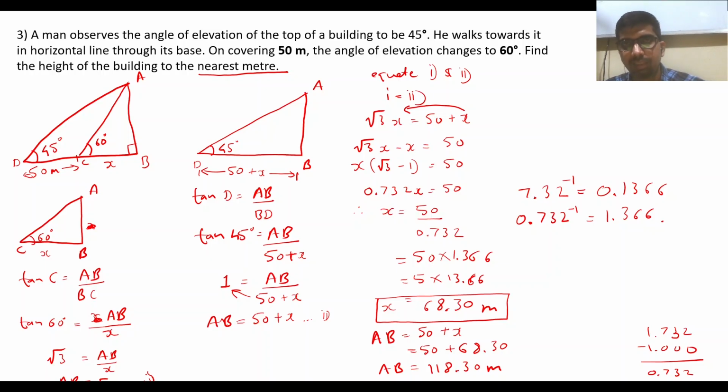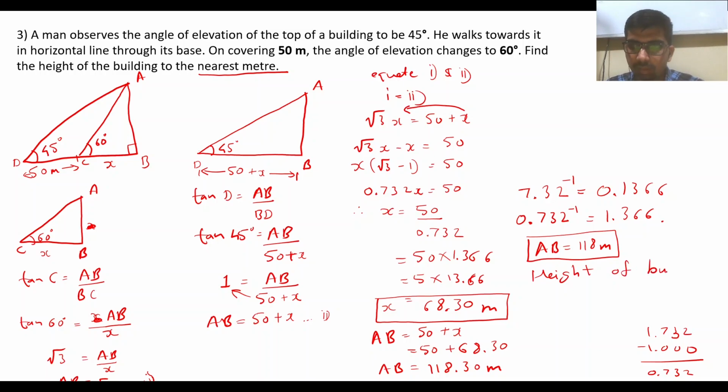After the decimal the number is 3, which is less than 5, so you can ignore the numbers after the decimal. So AB is 118 meters. Just write: height of the building is 118 meters. So this is your final answer. I hope you like what I am doing. Height of building is 118 meters.